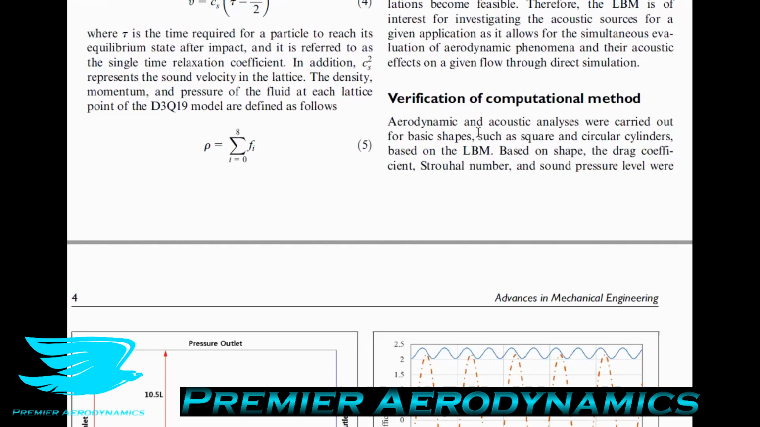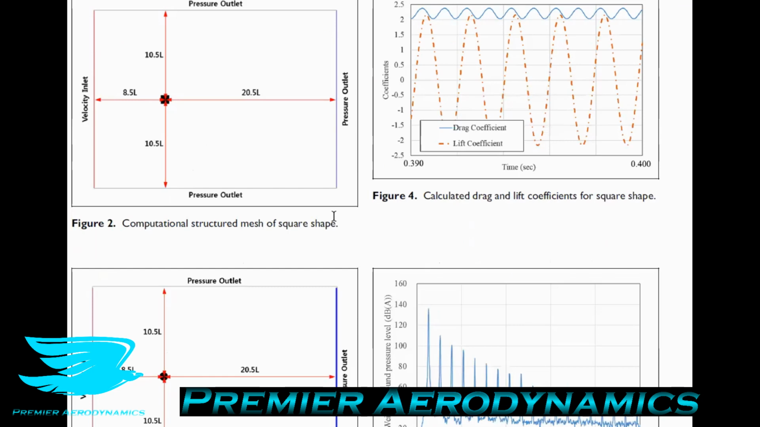The aerodynamic and acoustic analyses were carried out for basic shapes to begin with, such as a square and a circular cylinder. Based on the Lattice Boltzmann method, the drag coefficient, the Strouhal number, and the sound pressure levels were derived using computational simulations. They say here the square length was 0.019 meters, and the free stream Mach number was 0.2, which corresponds to a Reynolds number of 90,000. A structured mesh with the finest voxel size of 0.2375 millimeters was employed.